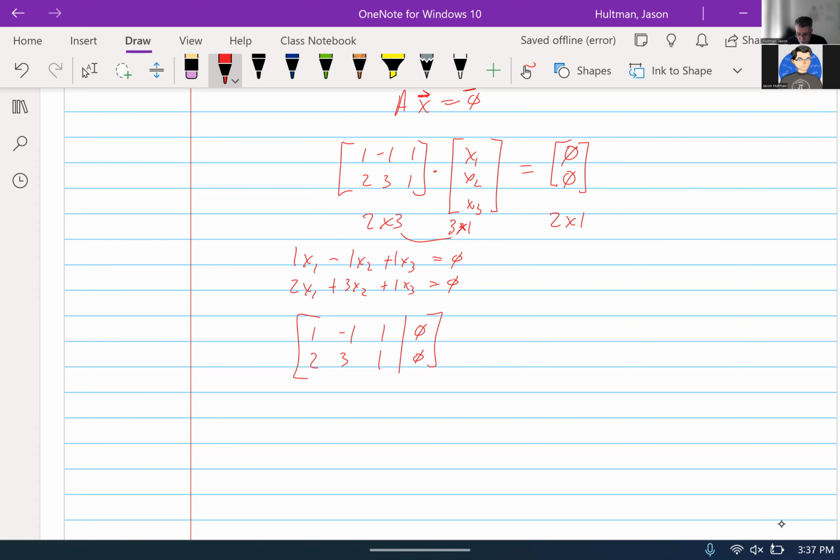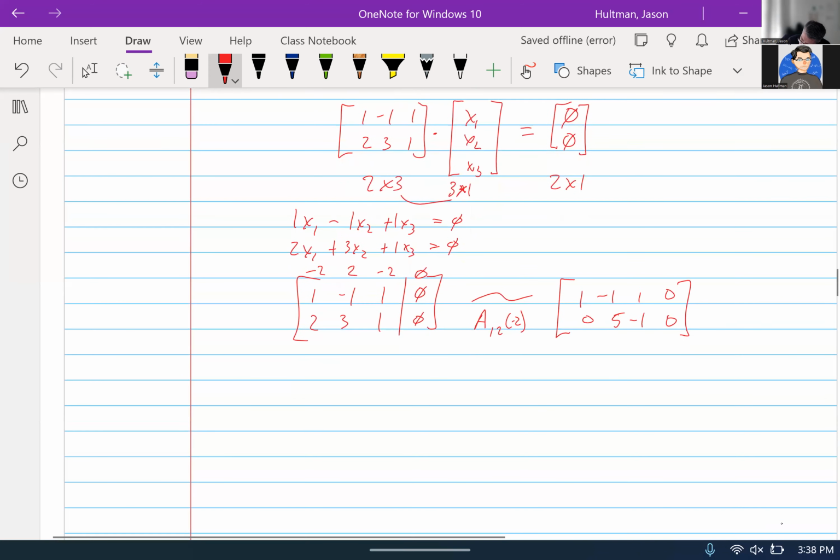Okay, and I want to turn this into RREF form. Okay, so let's do that. Let's multiply row 1 by -2 and add it to row 2. So -2, 2, -2, 0. And we're going to get 1, -1, 1, 0, 0, 5, -1, 0.